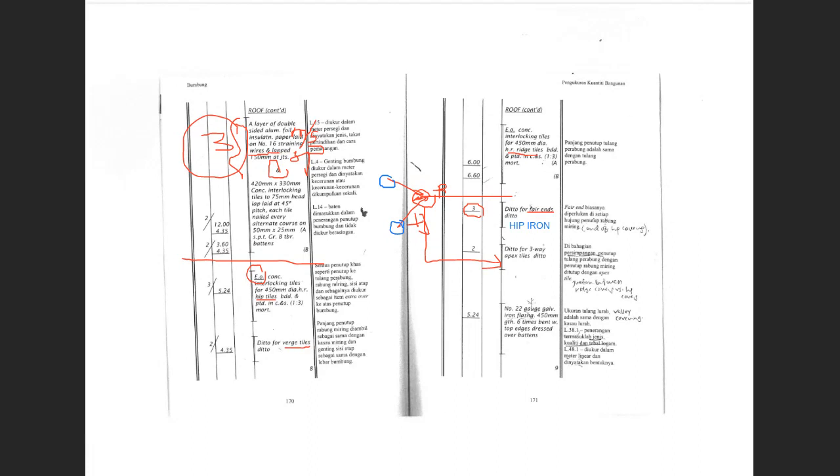So this one you have 3 ways. 1, 2, and 3. So we have to put 1 here. Okay, next one, this is the calculation for the flashing. You can take the same measurement as the length of your valley rafter or the hip rafter. Okay, after that, we go to the rainwater down pipe.